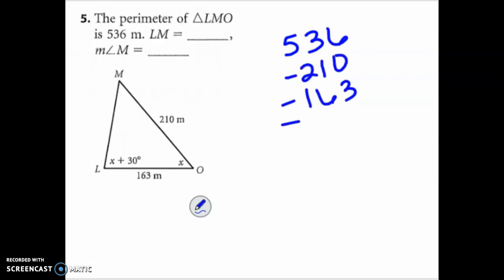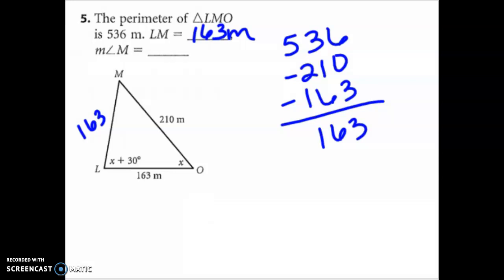Example number 5 is a little more challenging. The first thing we have to determine is what that third side is, and they gave us the perimeter, 536. So I'm going to subtract 210 and 163 from it. When I do that in my calculator, I get 163 for that third side, LM, and we're dealing with meters.